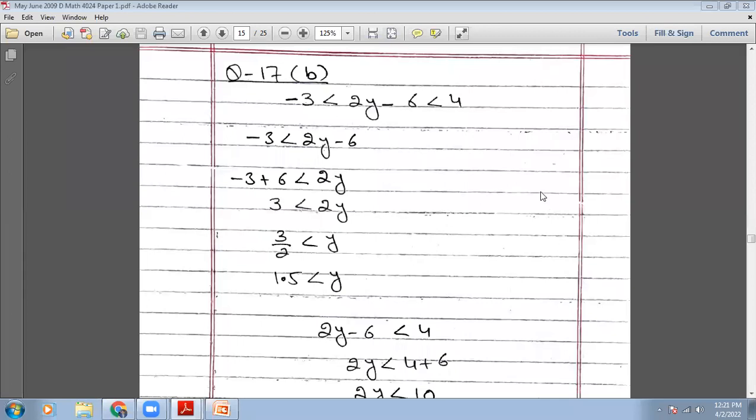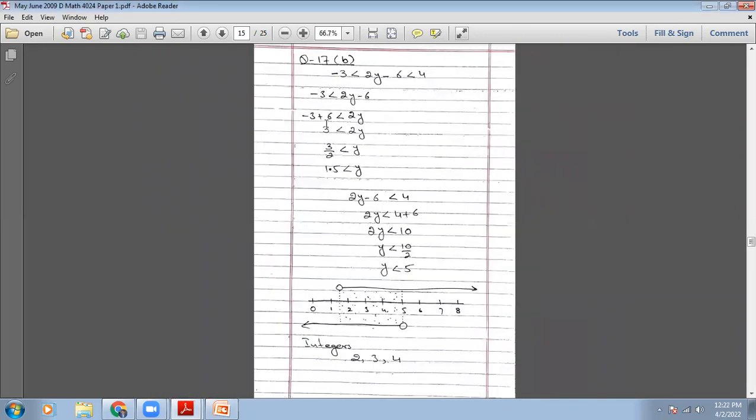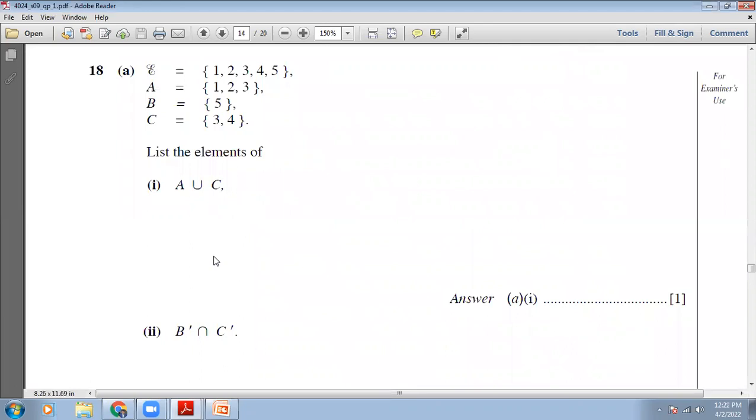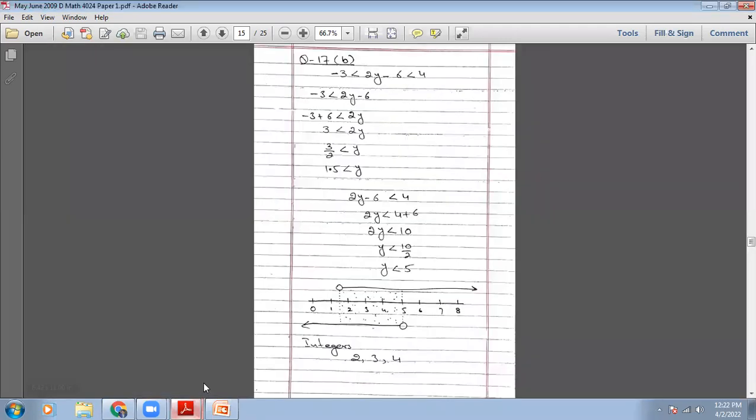So question number 17, B part, I will take the first portion and solve it, and then I will take this portion and solve it. I hope you have seen the whole thing. So the integers in here are 2, 3, 4. I hope you have understood this. Now we are on question number 18. Here the universal set is given, A is given, B is given, C is given, and we want to find out A union C.